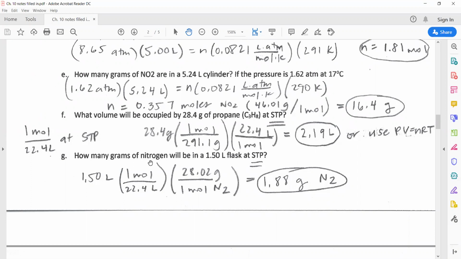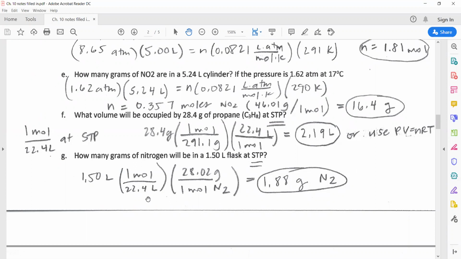How many grams of nitrogen will be in a 1.50 liter flask at STP? Again, I see STP, so that tells me T and P. It also tells me that I can use that ratio if I find it helpful. Nitrogen is a diatomic molecule, so we've got to remember that by itself, N2 is its formula. This time we're starting with liters.